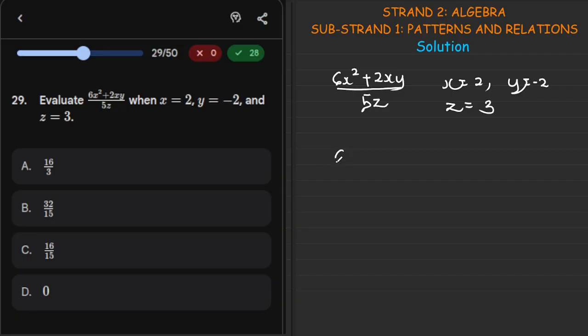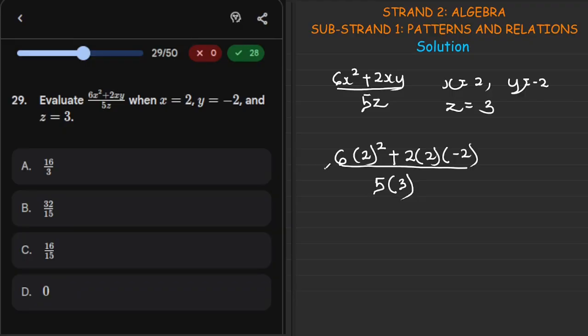We have 6, and our x is actually 2, in bracket 2 with a square on it. Then plus 2 into bracket our x, which is 2, then our y, which is negative 2. And this is all over 5 into bracket z, which is 3.